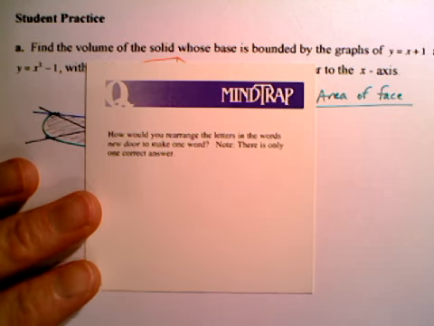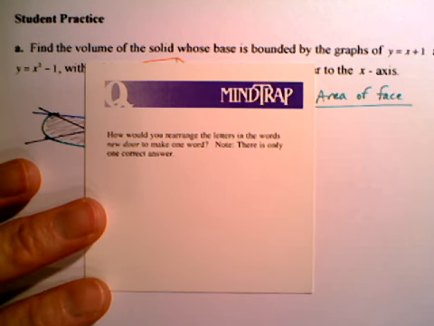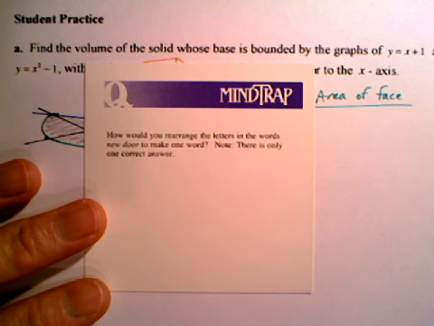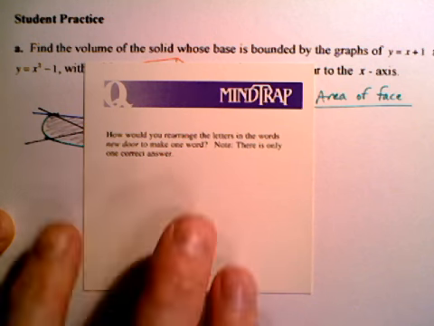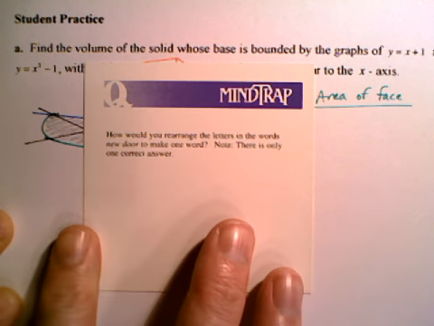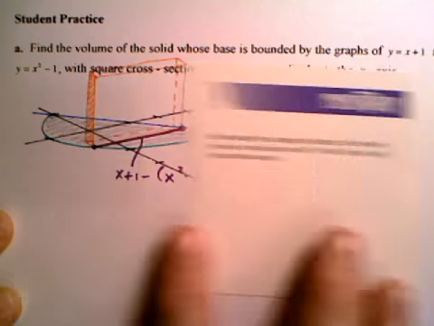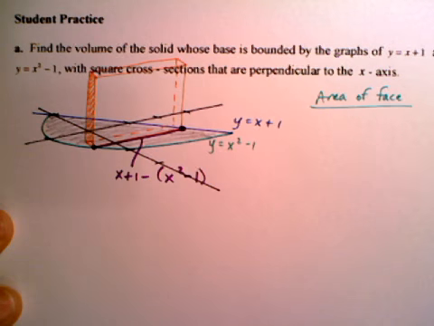I believe this is going to be the last riddle. Here we go. How would you rearrange the letters in the words "new door" to make one word? Note there is only one correct answer. You're going to make one word out of the words "new door." Okay. Here we go. So these were the practice problems for you. Hopefully you've been successful. We'll see how it goes.